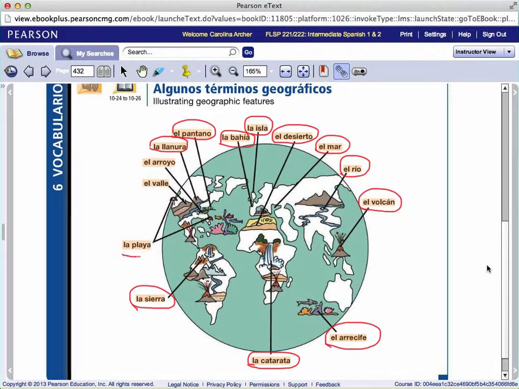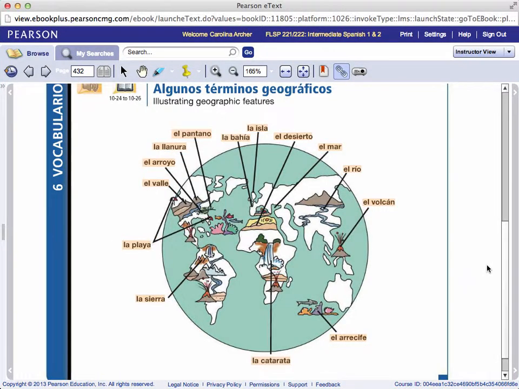La playa, the beach. El valle, the valley. Y el arroyo. Arroyo is more like a stream, smaller than a river. ¿Sí? Muy bien, entonces algunos términos geográficos.